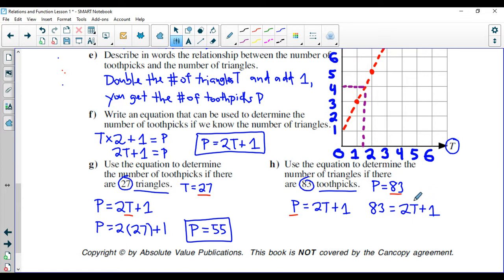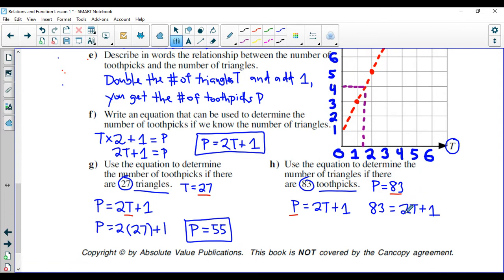Now, I need to solve for what the value of T is. So this is a simple linear equation. The way to solve this linear equation is you apply the reverse order of operations and opposite operations to solve for what the value of T would be. The reason that T is currently not isolated is because it's being multiplied by 2 and added by 1.